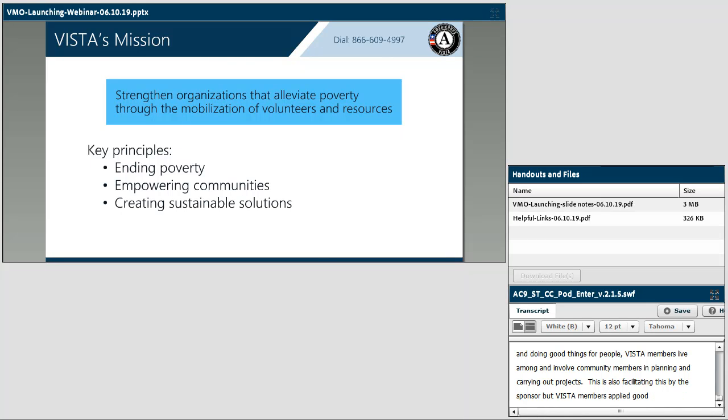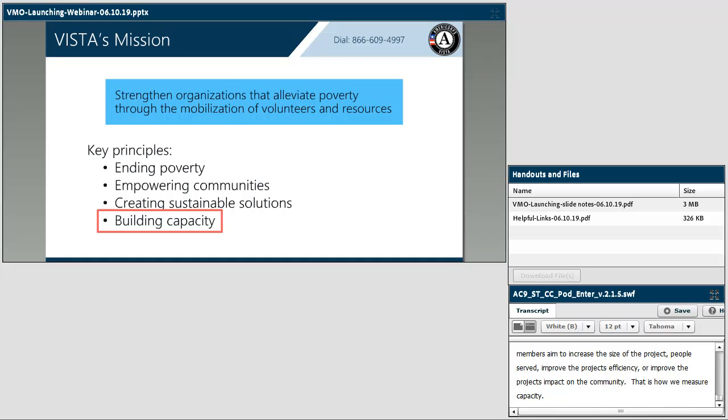Third, we have creating sustainable solutions. Whatever you develop or create, whether it's a process, a system, or resources, you will develop them in such a way that people will be able to use them once you're gone. And finally, we have building capacity. All VISTA members aim to either increase the size of a project, increase the number of people served, improve the project's efficiency, or improve the project's impact on the community. Now that is how we measure capacity.